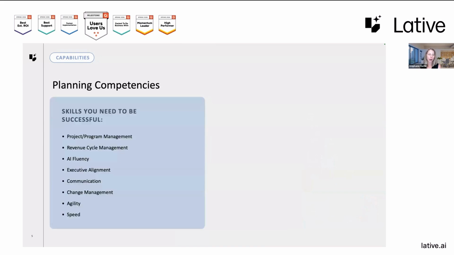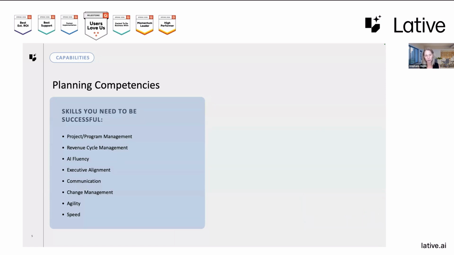So first, I wanted to get into the competencies that you would need if you're going to start running a planning cycle this way, what you would need to know or do, or the skills you should have in order to be successful.